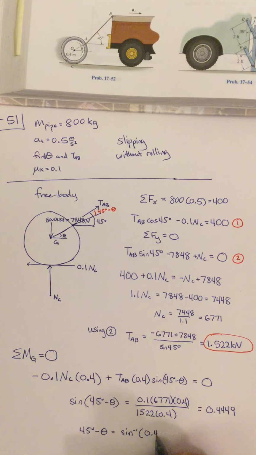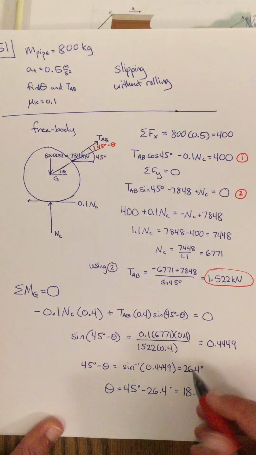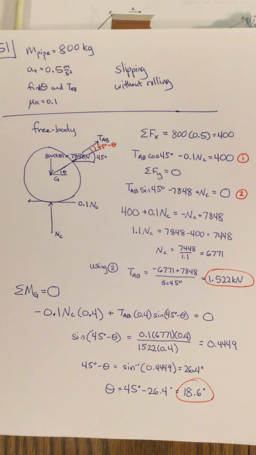And the inverse sine of that is 26.4 degrees. So then if we solve this for theta, bring theta over to this side and 26.4 over to the other side, and theta is 45 degrees minus 26.4 degrees, which is 18.6 degrees. And that concludes problem 51.